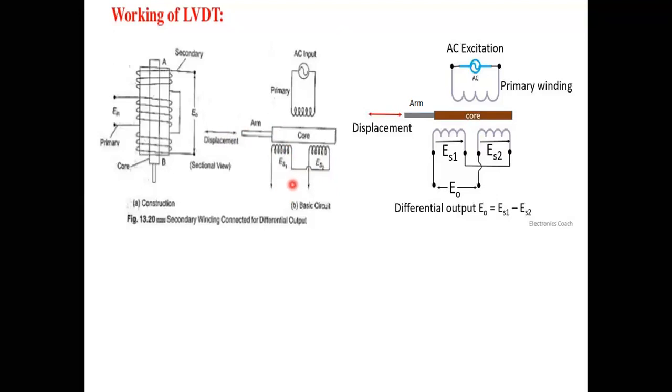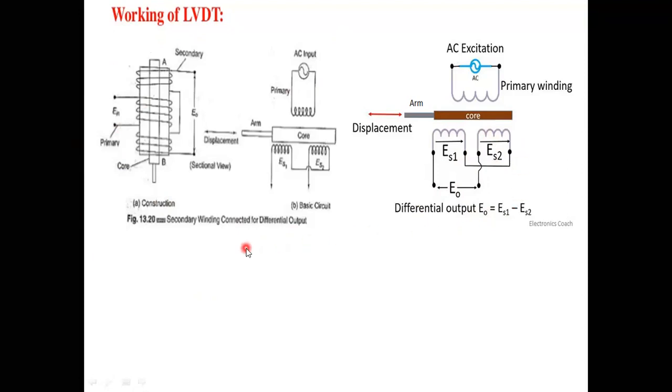Okay, resultant is E naught. Here is a clearer view of the same diagram. AC type of excitation input signal is provided for the primary winding. The arm movement will take place in this direction. Core material, and secondary potentials are ES1, ES2, and the resultant E naught, the differential output voltage, is given by ES1 minus ES2. Okay, in this way, the working of LVDT can be explained.